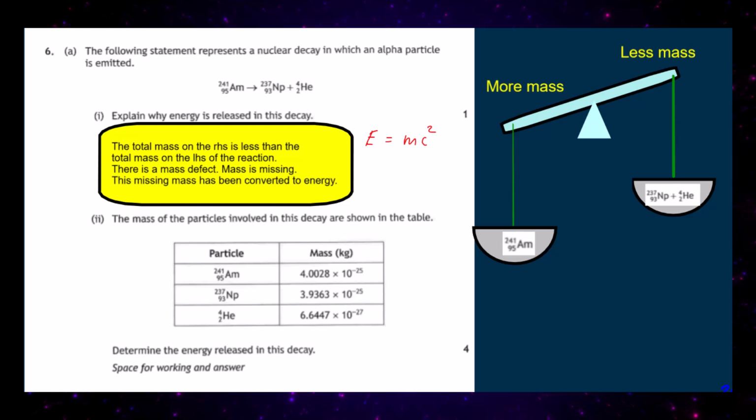So for 1 mark, it seems a lot, but for 1 mark, all we need to say is that mass is missing on the right hand side of the nuclear reaction. It is missing because it's been changed into energy according to E equals mc squared. And in the second part of this question, we'll probably be asked to find that energy.